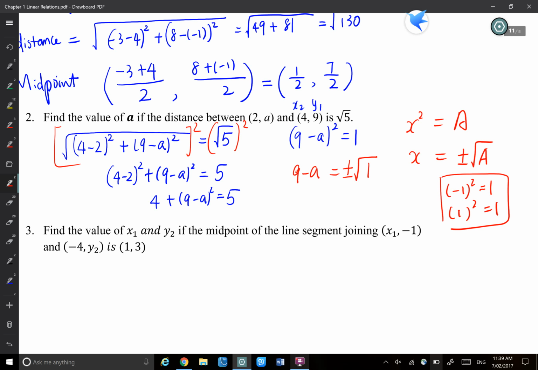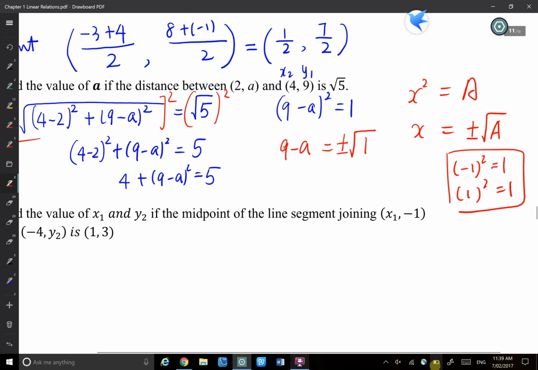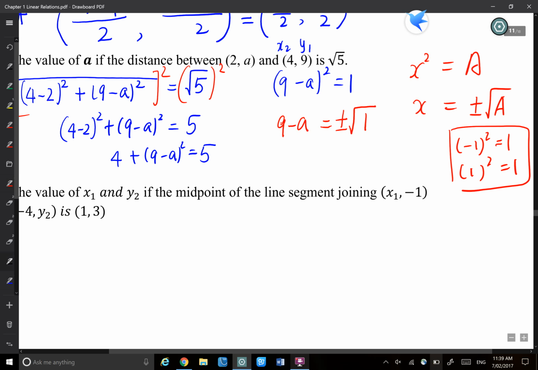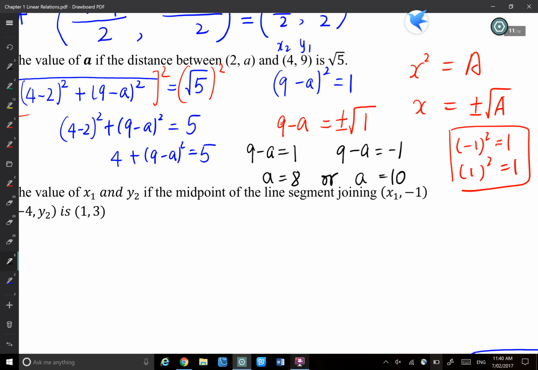So the square root of 1 is basically just 1. So I have 2 equations now. I will have 9 minus A equals positive 1, or 9 minus A equals negative 1. So my A will equal 8 in this case, and A will equal 10 in this case. So I will solve out 2 solutions for this question, not only 1. Most of you only give me 1 solution, which is A equals 8. But actually I should have 2 solutions.